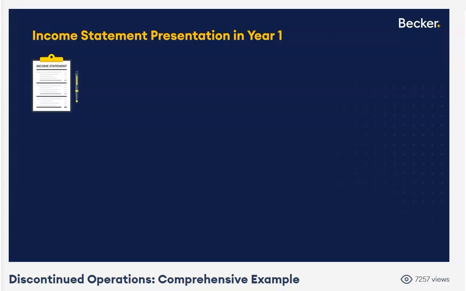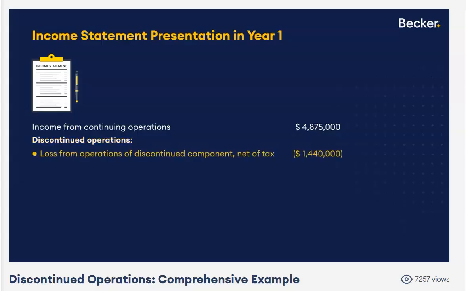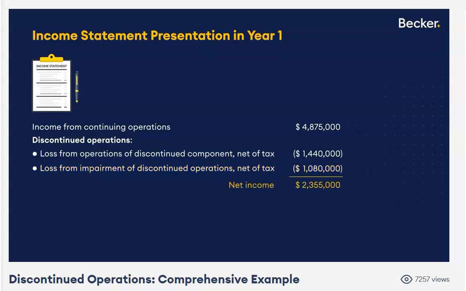Okay, so specifically, how does this look? We've got our income from continuing operations after tax, $4,875,000. Now you've got your discontinued operations, two items. Loss on operations, net of tax, $1,440,000. The impairment loss, $1,080,000. Both of those net of tax. And then we summarize our results. Income from continuing operations after tax, $4,875,000 minus the $1,440,000 minus the $1,080,000. Net of income of $2,355,000. Okay, so that is how it's reported and what it would look like on the income statement.